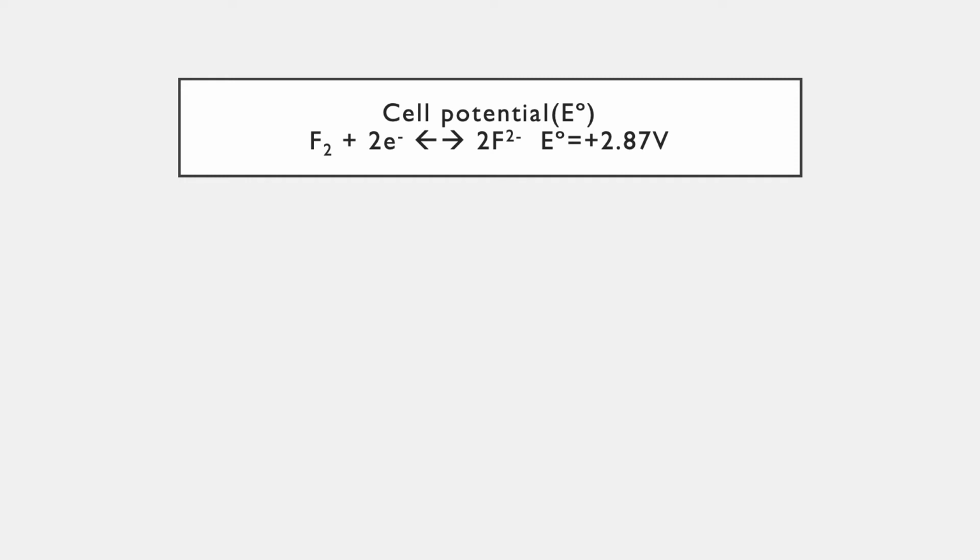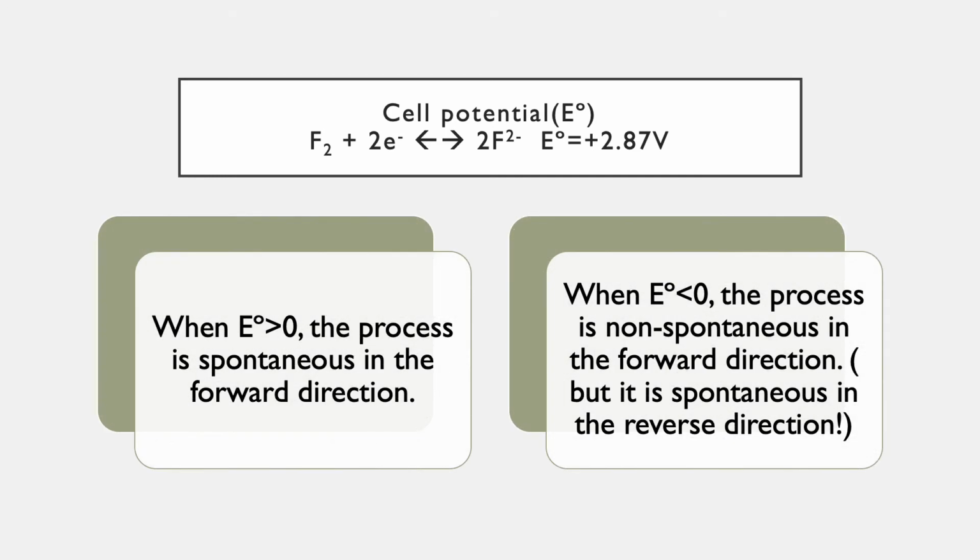So now, let's talk more about cell potential. We use fluorine as an example. Let's look at this example. F2 plus 2 electrons form 2F minus, and it has a cell potential of plus 2.87 volts. So, what does positive 2.87 volts mean in the cell potential? In this case, the cell potential is positive, so the reaction is spontaneous in the forward direction.